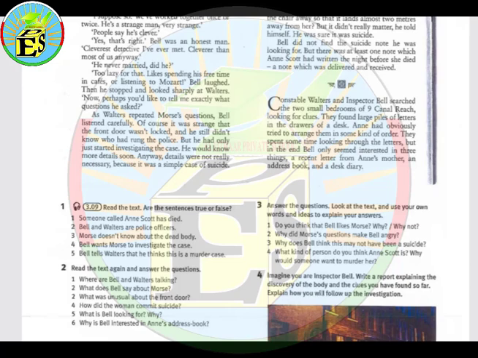Let's read them together. Number 1. Someone called Anne Scott has died. Number 2. Bill and Walters are police officers. 3. Morse doesn't know about the dead body. 4. Bill wants Morse to investigate the case. 5. Bill tells Walters that he thinks this is a murder case. Now, let's start. Listen while reading. Okay?